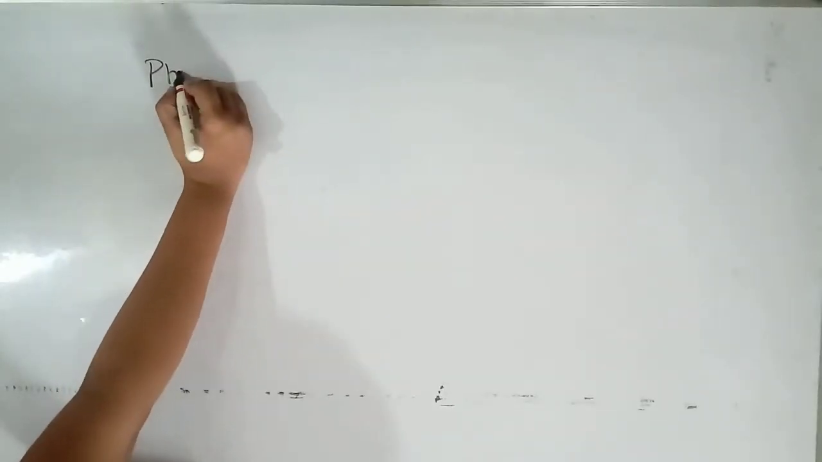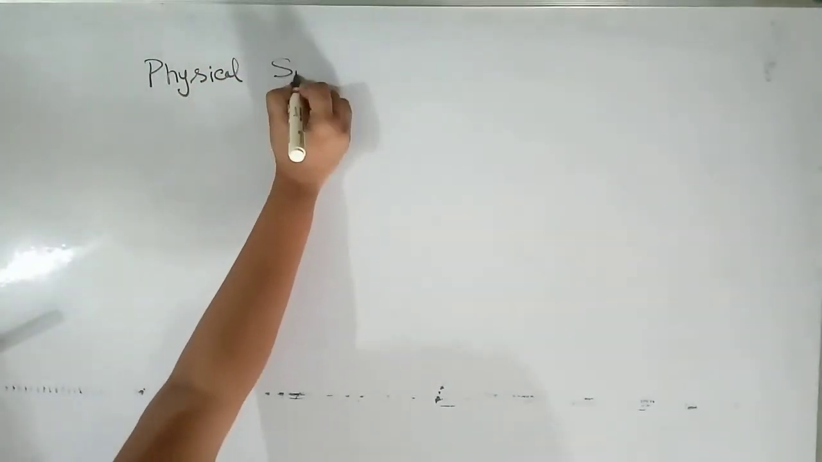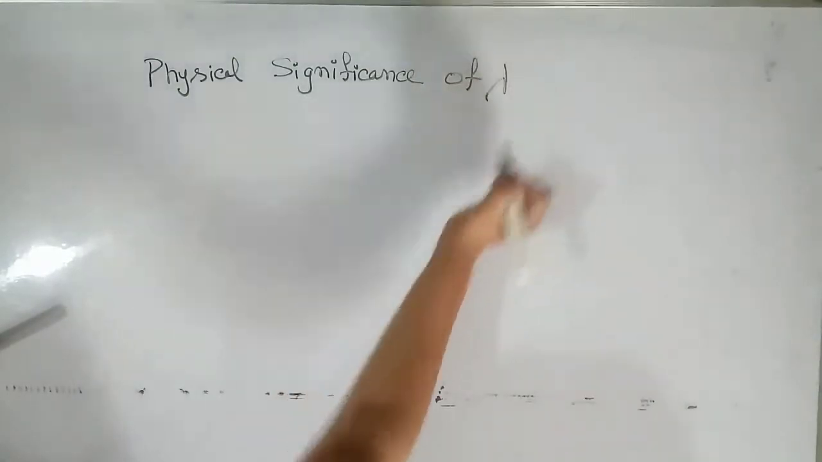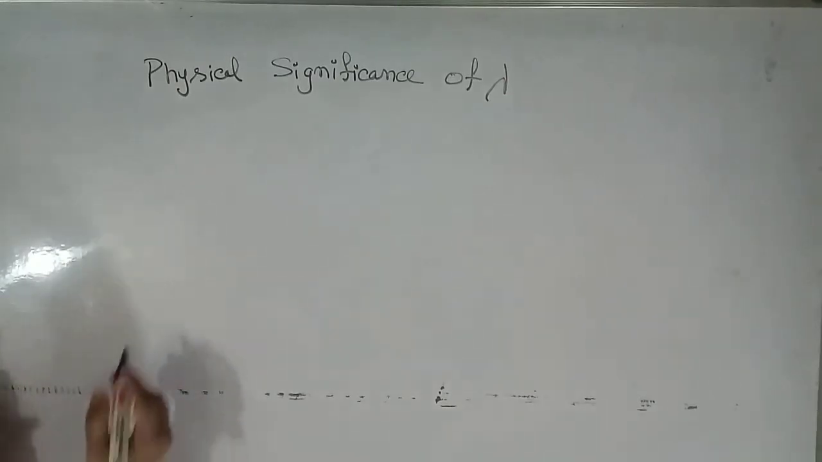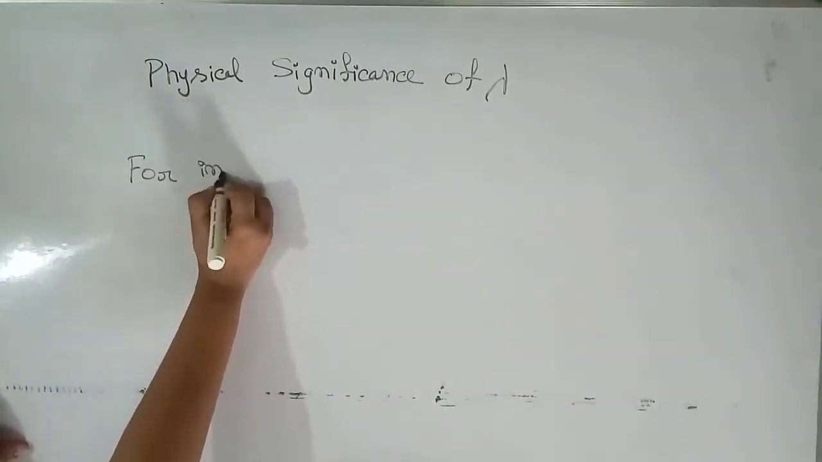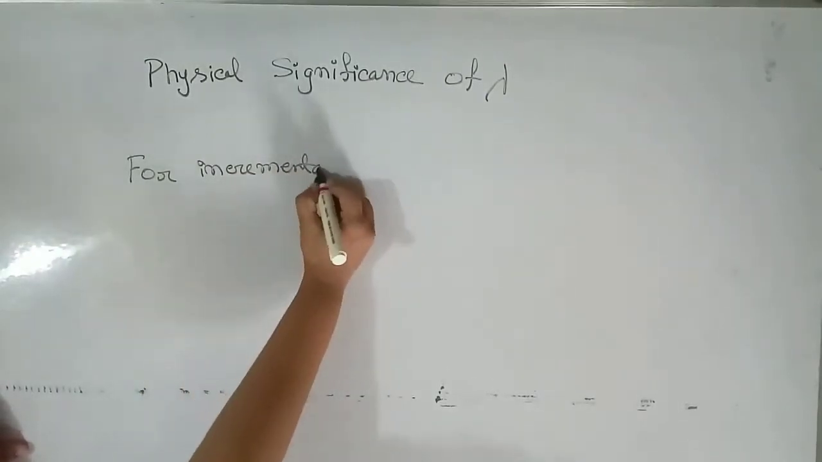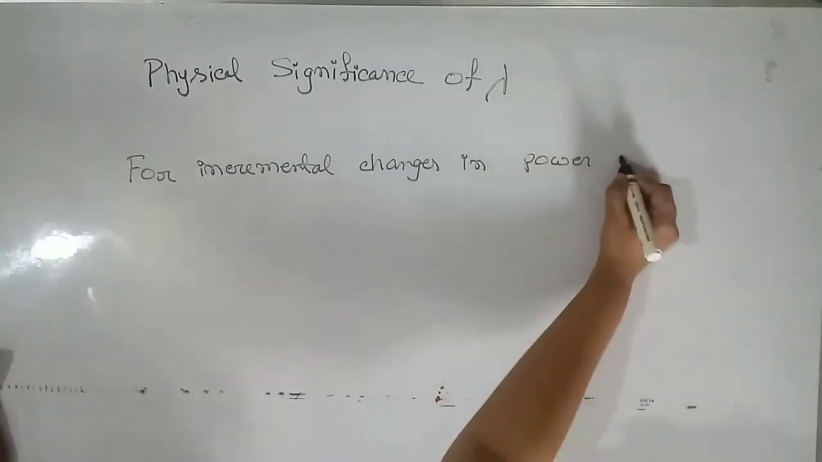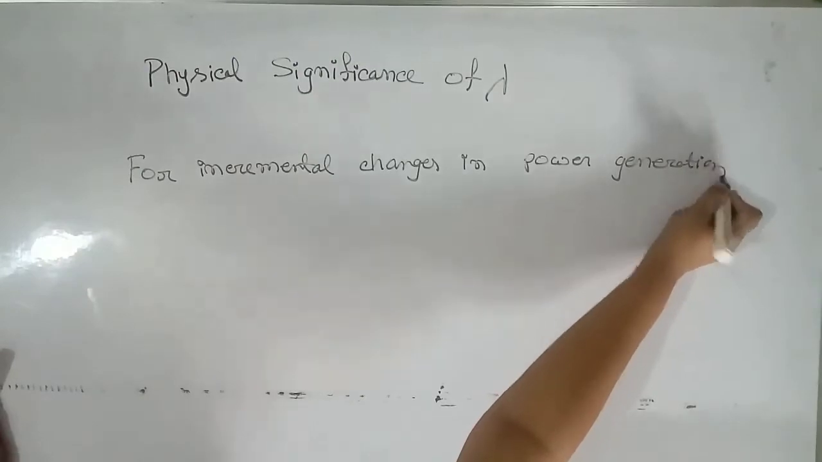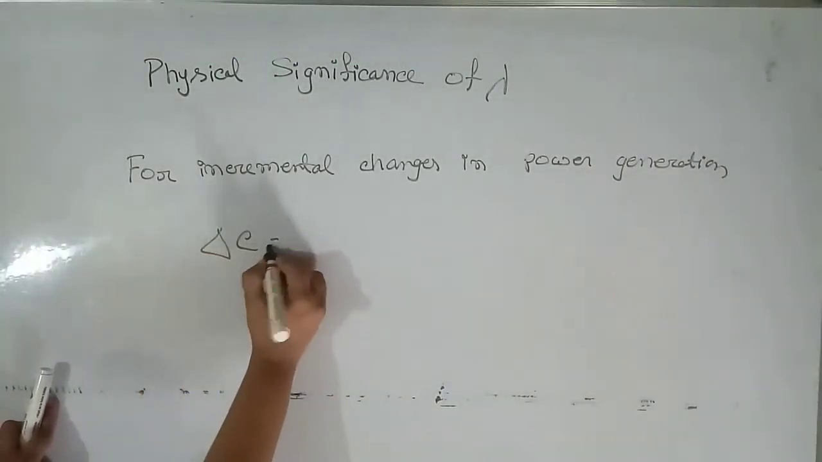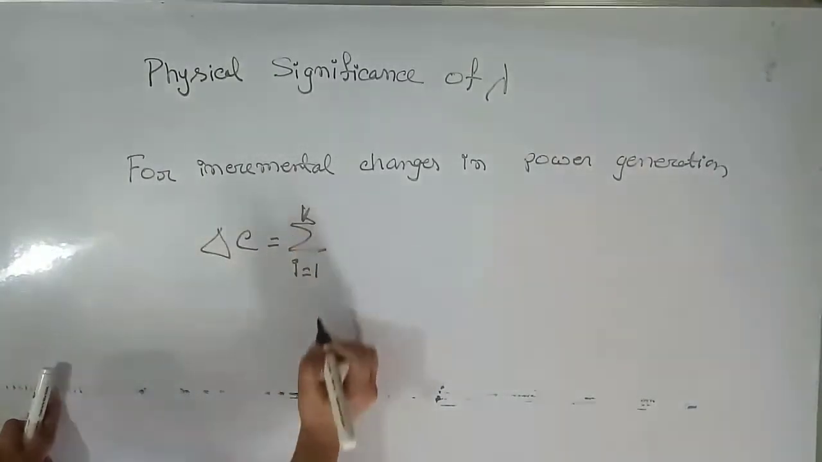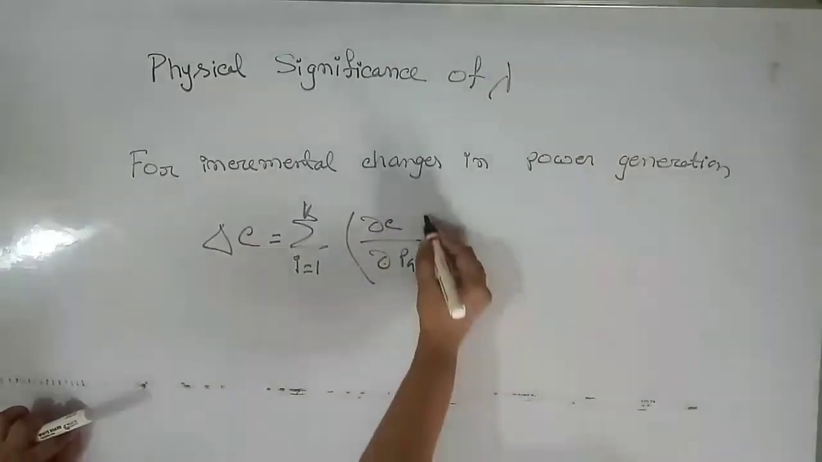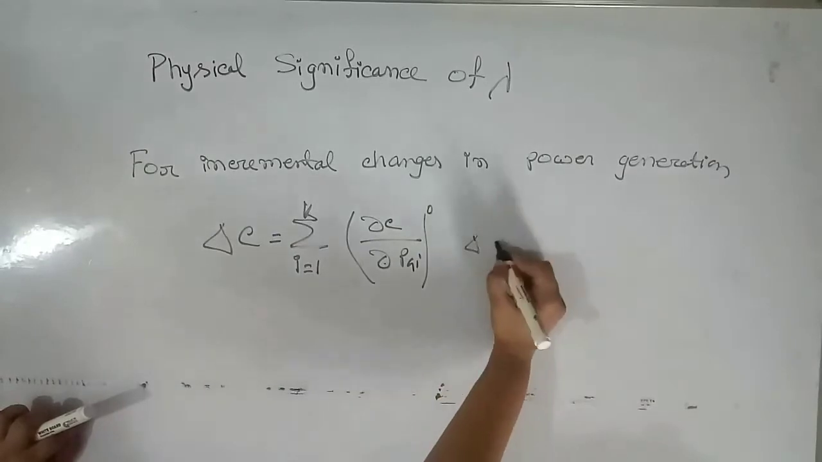Physical significance of lambda. Now for incremental changes in power generation, delta C is equal to summation i equals 1 to k of delta C by delta PGi to the power 0, that is the initial value, into delta PGi.